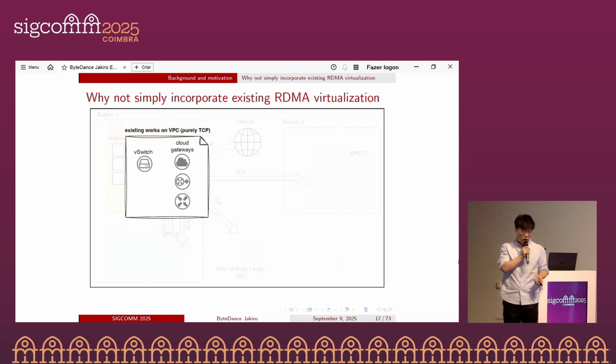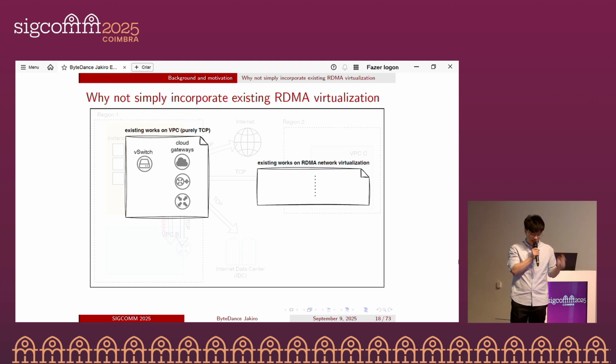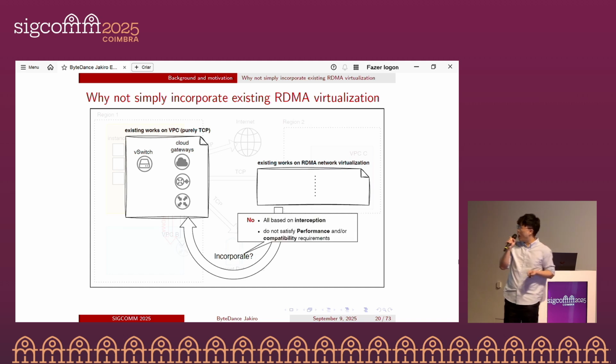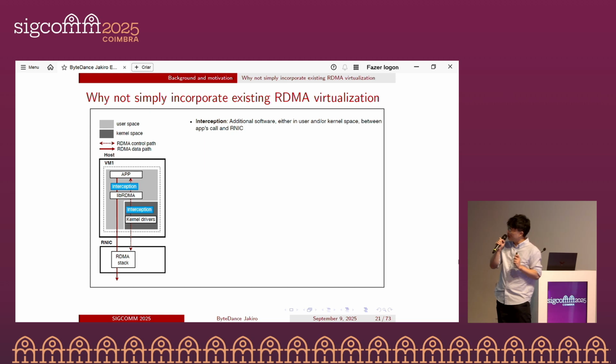When we started this project, we realized that there are several existing works on RDMA network virtualization. So we asked ourselves: can we simply incorporate those existing techniques into the VPC and solve our problem? The answer is no. The reason is that all these RDMA network virtualizations are based on interception, which implies that they do not satisfy the performance and/or compatibility requirements. Let me explain this a little bit further.